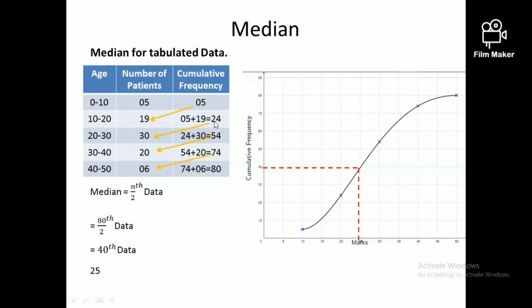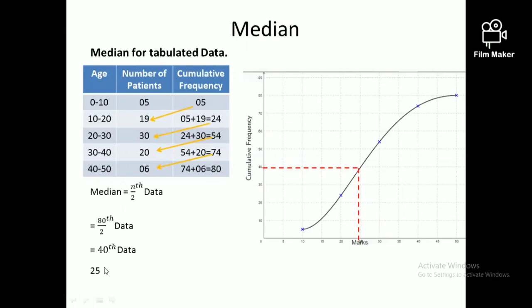Right. This 24 should be marked over the upper boundary, over here, 20. So 20, 24. It's over here, right? Then 54 should be marked over 30. 30, 54. It's over here, right? Okay. Then 74 should be marked over 40, the upper boundary, over here. Then 80 should be marked over 50 over here. Then you can draw a smooth graph like this, right?